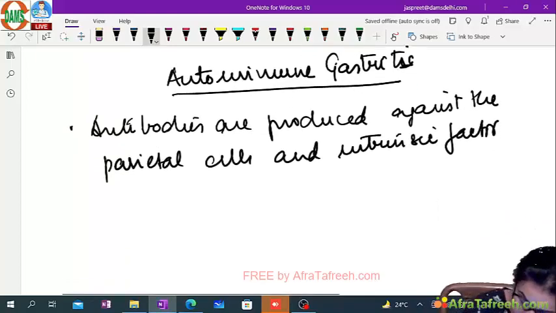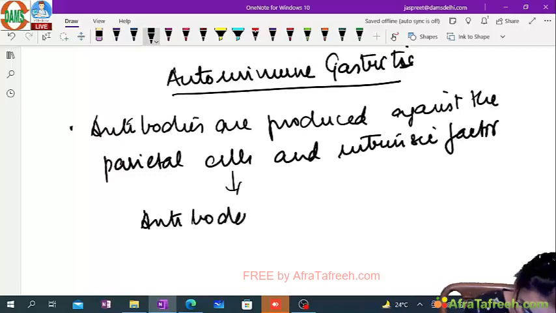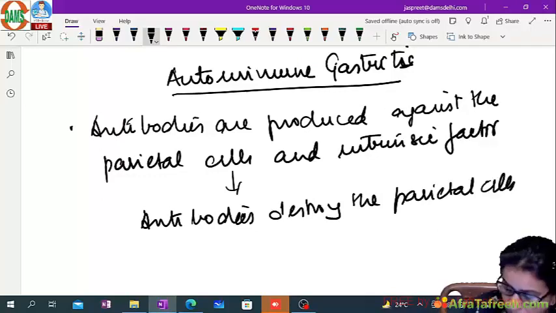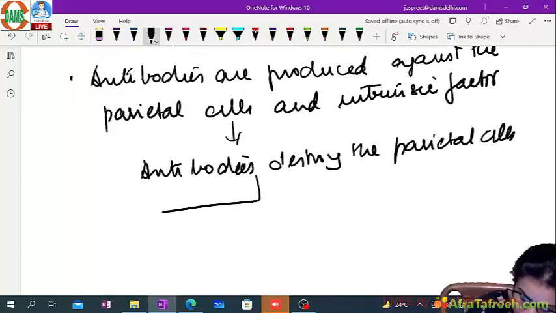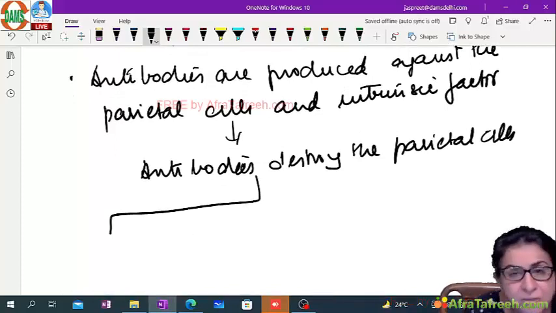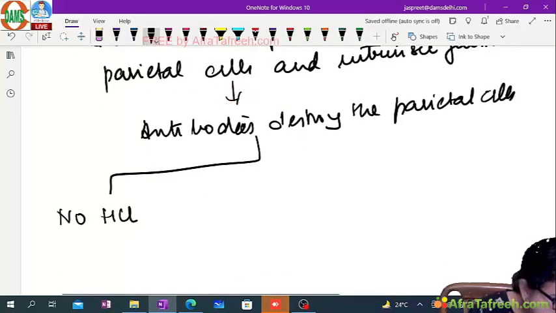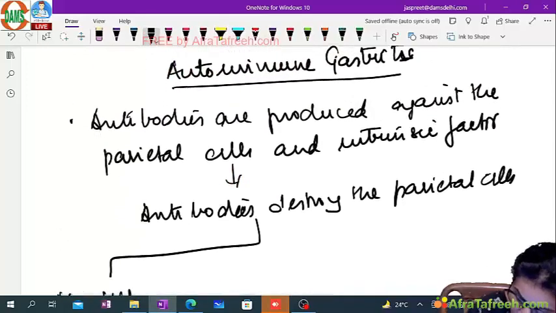Now what do these antibodies do? They destroy the parietal cells. So antibodies are produced, and they destroy the parietal cells. Parietal cells are responsible for producing hydrochloric acid, so there is no HCl. First, in autoimmune gastritis, antibodies are produced against parietal cells and intrinsic factor.